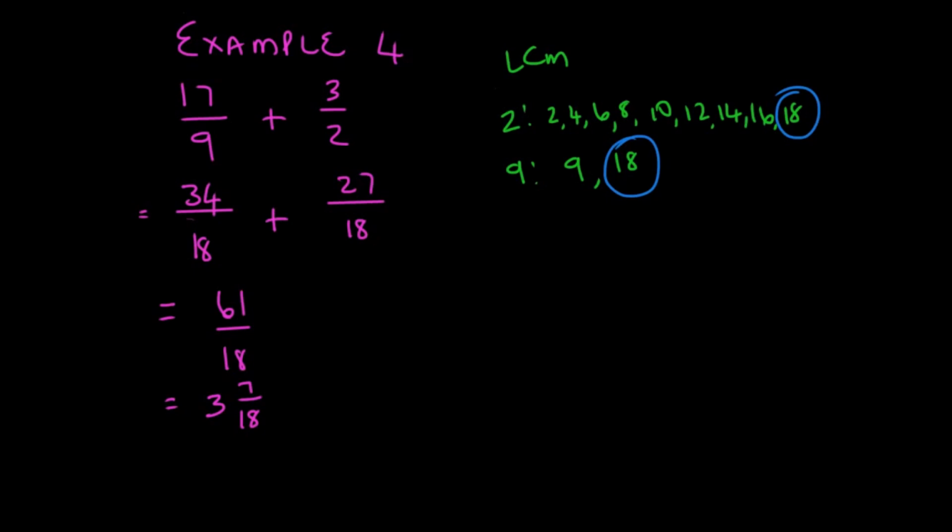And then I have to convert 3 over 2 to an equivalent fraction over 18. What did I do to 2 to get 18? I multiplied by 9. And therefore, I must multiply the numerator by 9 as well. And 3 times 9 is 27. So when I add them all together, 34 plus 27 gives me 61 over 18. And that gives me 3 and 7 over 18 as an answer.